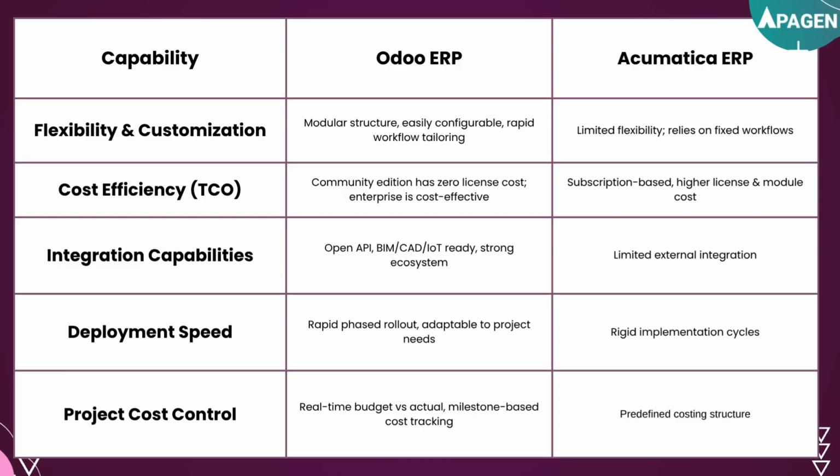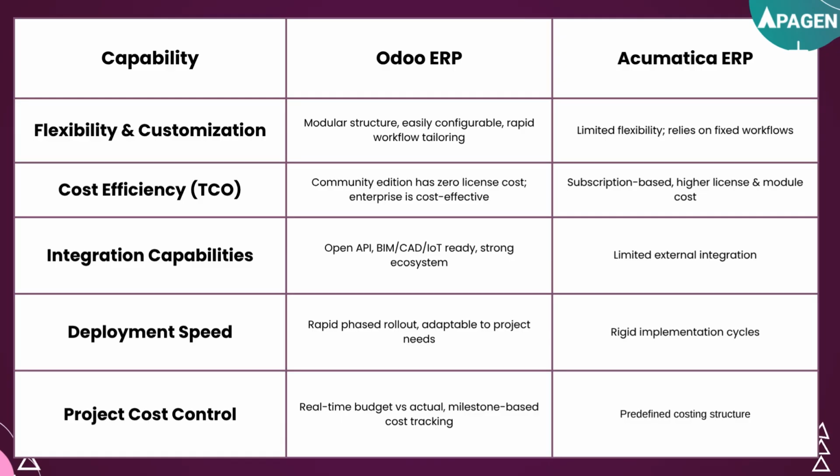If you talk about cost efficiency or the total cost of ownership, Odoo has a Community Edition that has zero license cost. It also has an Enterprise Edition that is cost effective. On the other hand, Acumatica is subscription based. It has higher licensing and module costs. Now, EPC projects, we all know, often run on tight cost margins. So this is a considerable thing to understand.